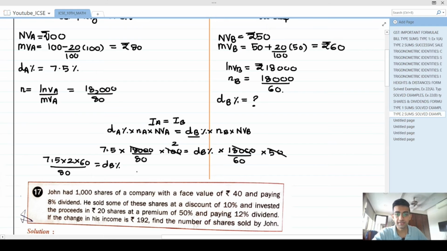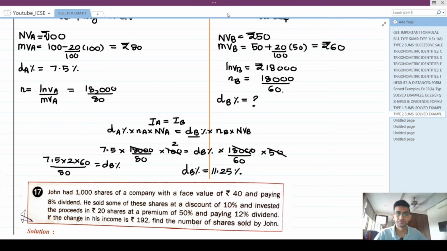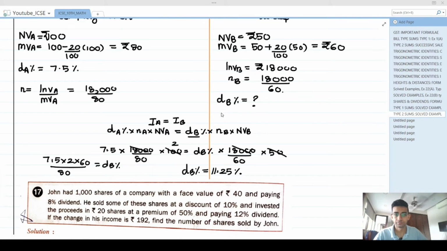Now once you calculate this, what will you get? You will get DB percent as 11.25%. Very simple. So all you have to do is just be careful with the numbers and the calculation. Then you won't make a mistake. This was the rate of dividend that Sandeep got.